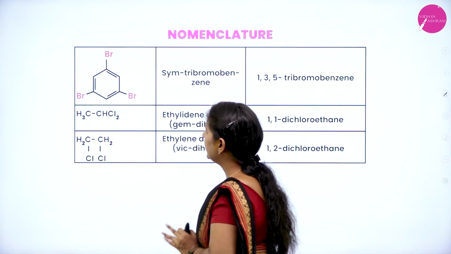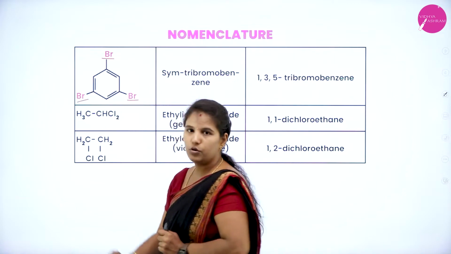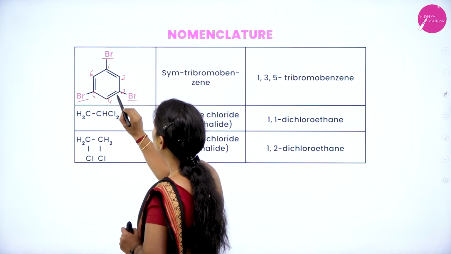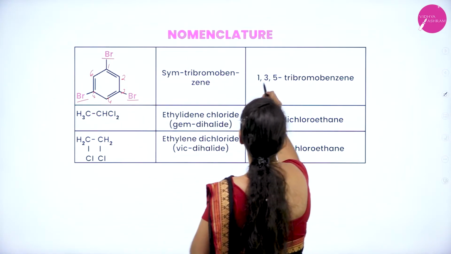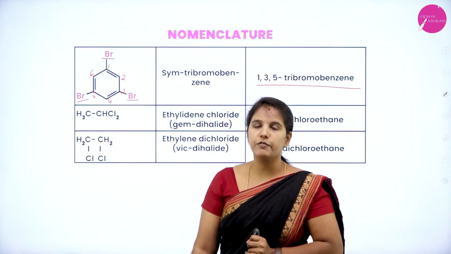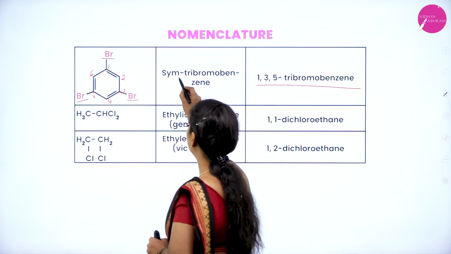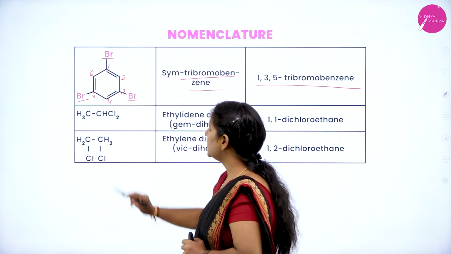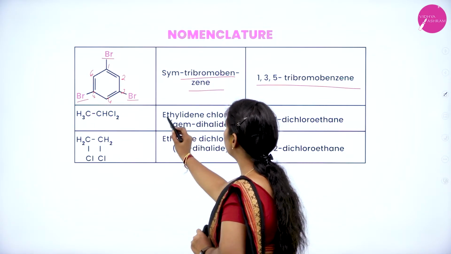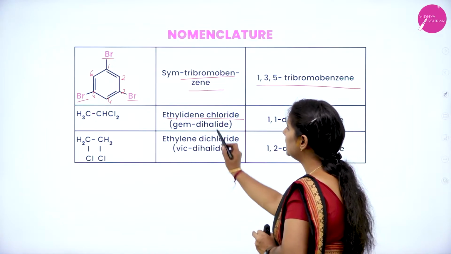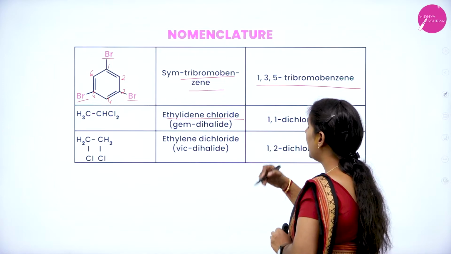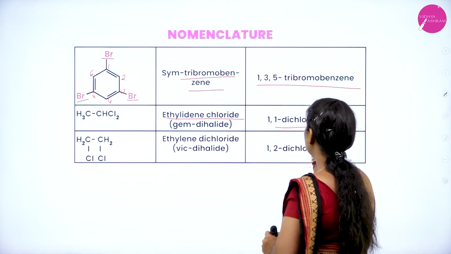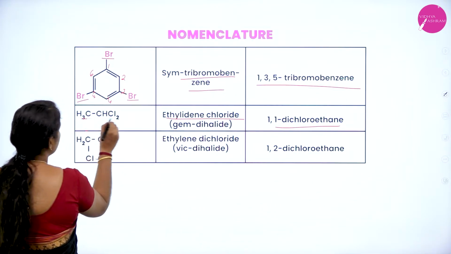See, a benzene ring which consists of 3 bromine groups and it is named as 1,3,5-tribromobenzene. 1,3,5-tribromobenzene, and the common name will be tribromobenzene only. And we have CH3CHCl2. It is known as what? Ethylidene chloride, or you can say that it is a gem dichloride. Dihalide it is, and it is named as what? 1,1-dichloroethane.